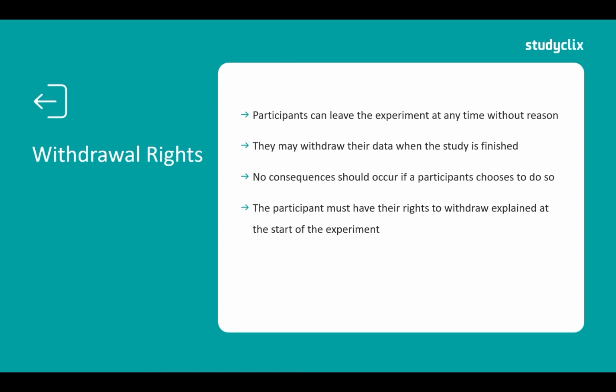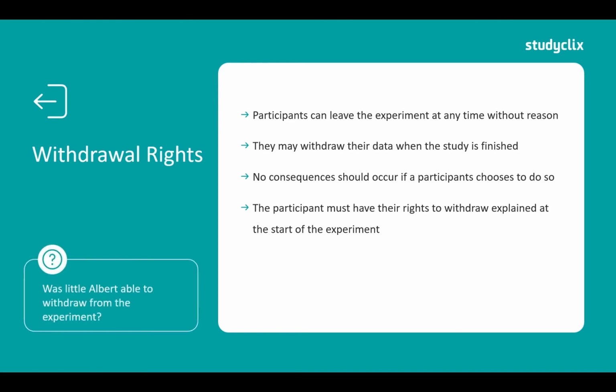Now the question is, was little Albert able to withdraw from the experiment? Now, the answer to this is not really. So his mum supposedly wasn't in the room when the study was conducted, and little Albert was crying, and he was getting a fear response put into him. And he was too young to be able to withdraw from his experiment. And the mother, we don't really know if she knew what was going on, and she definitely didn't have her withdrawal rights explained to her.